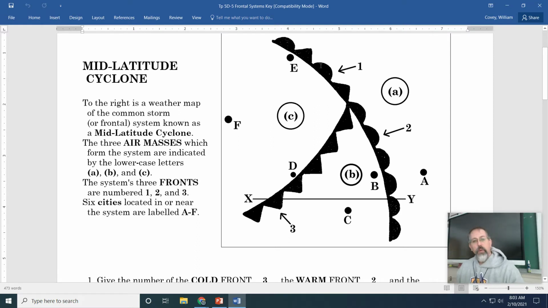Number 6, where are wind speeds the highest? Wind is caused by differences in pressure. Differences in pressure are caused by temperature and moisture differences. It's always one thing leads to another here.